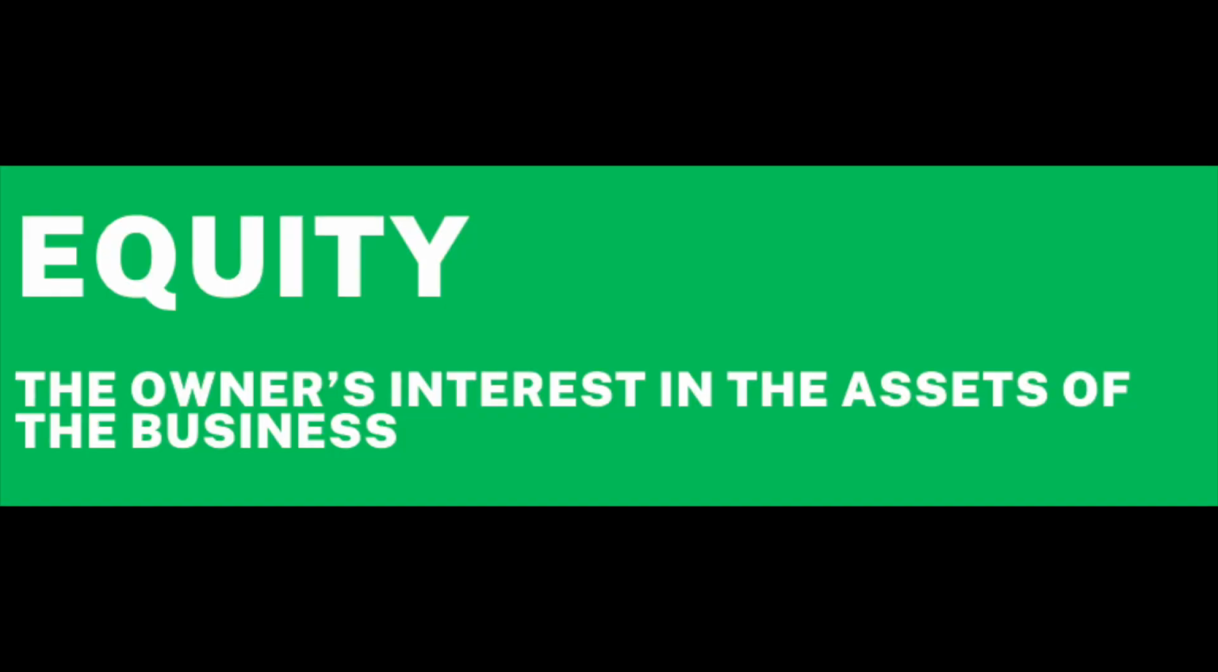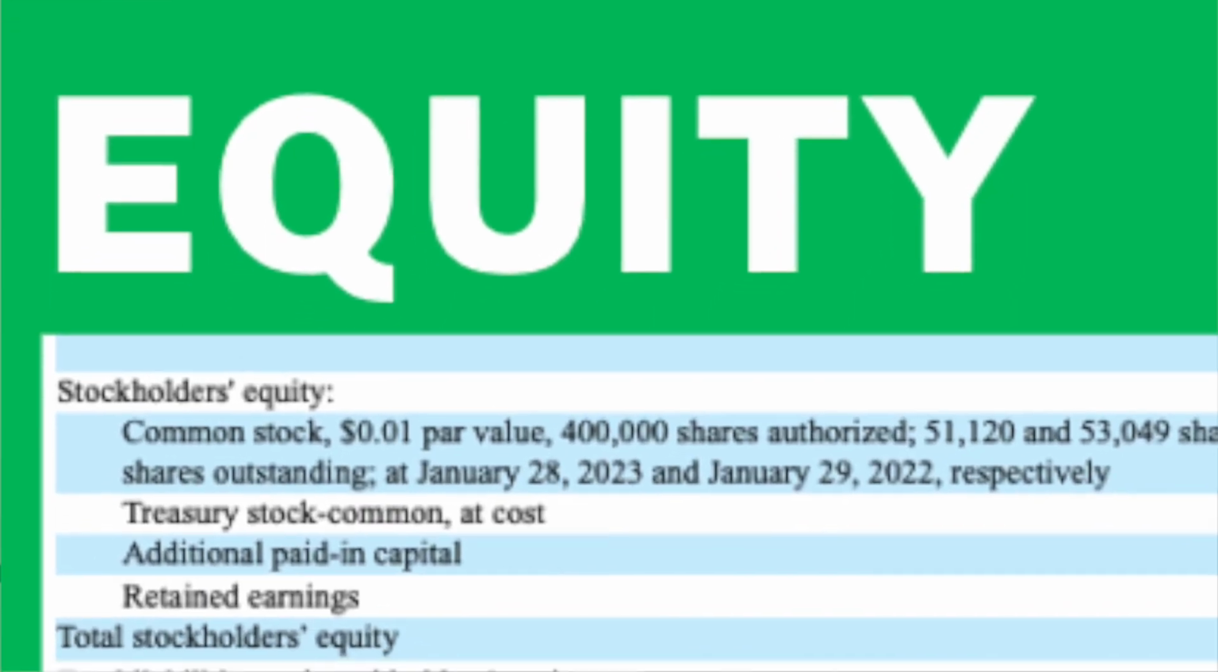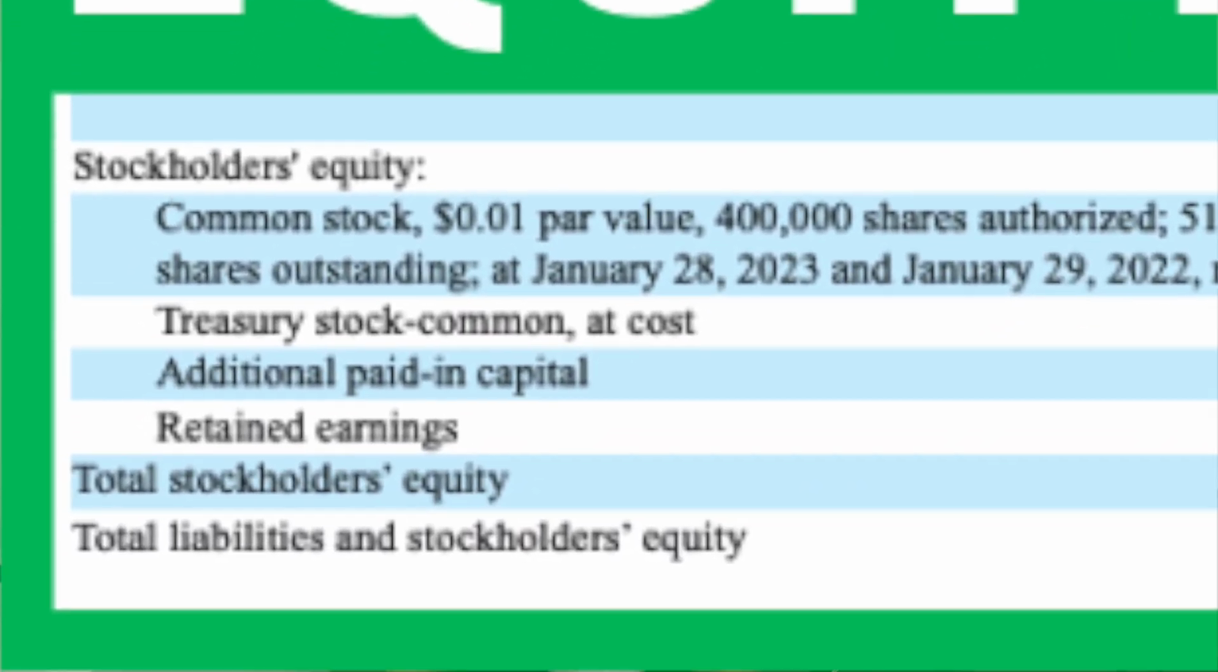So we have made it to the equity section of the balance sheet, the owner's interest in the assets of the business, which is probably preferred and common stockholders within a publicly traded entity company. So stockholders' equity is made up of things like common stock, treasury stock, additional paid-in capital, and retained earnings.